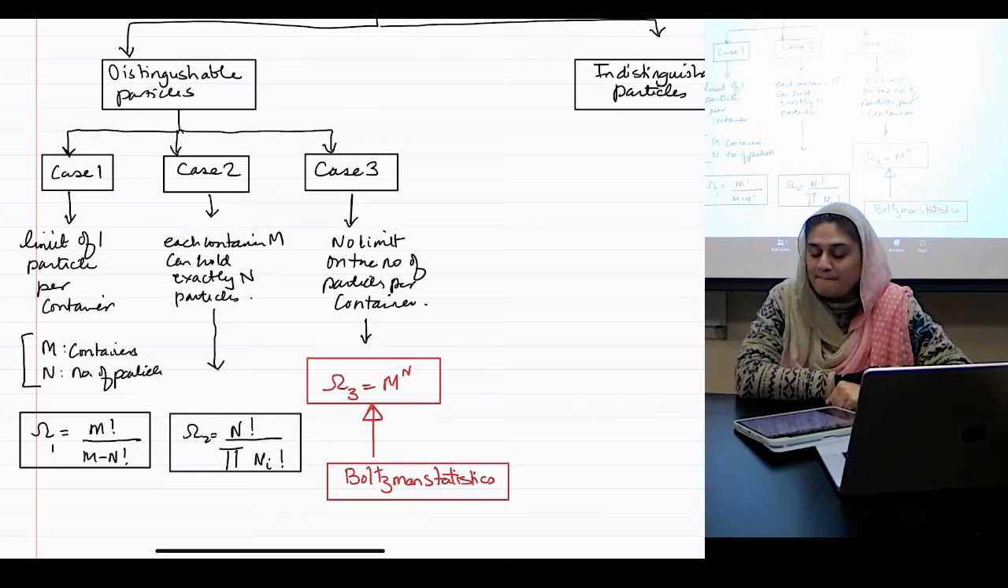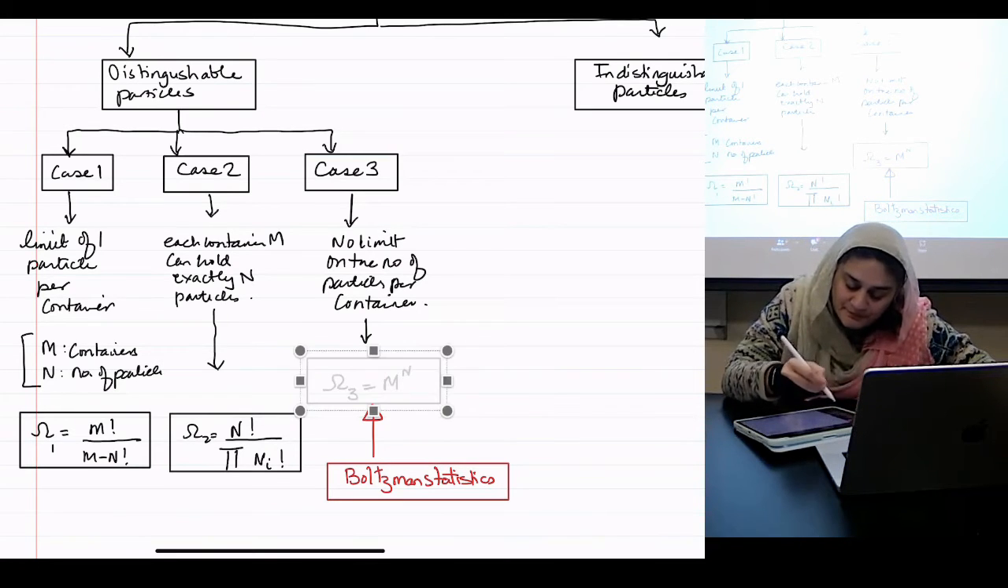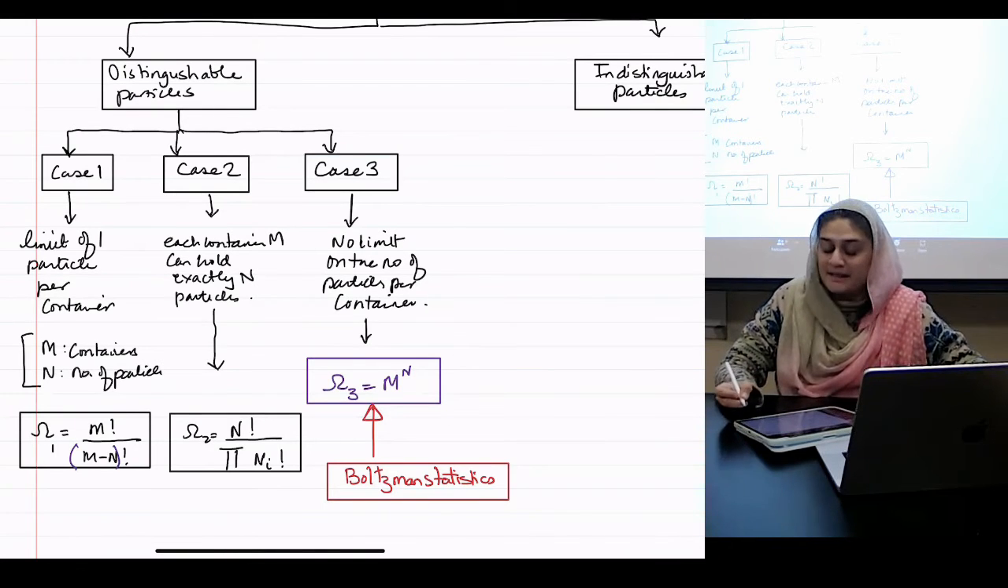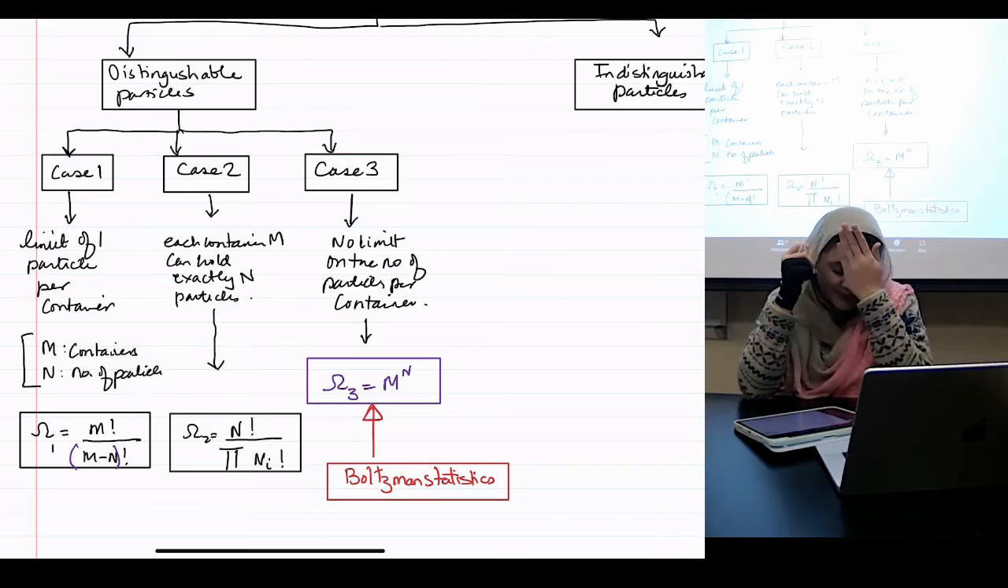Yes? For the multiplicity for number 1, m minus n factorial, or m minus n in parentheses, factorial? Excellent point. Okay, m minus n in brackets, factorial. Thank you for pointing that out.